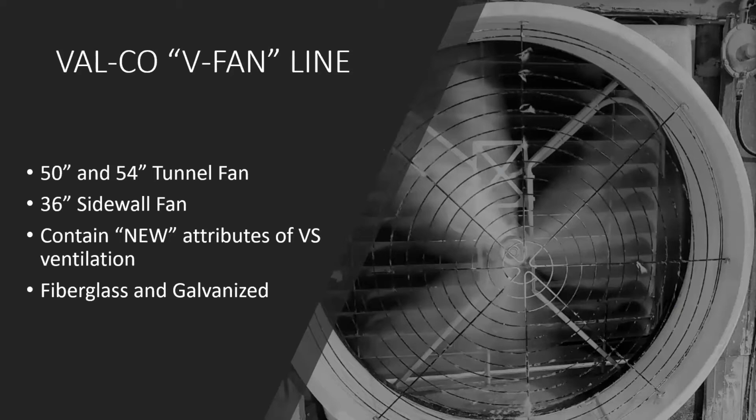I just wanted to run through some attributes and different options with that. We have our 50 and 54-inch tunnel fan. We just recently added our 36-inch sidewall fan. Now, all these fans contain the new attributes that I just mentioned in the previous slide, as far as a variable speed ventilation standpoint. And we also have several options. Maybe you want a galvanized fan housing or a fiberglass fan housing. Maybe you want a different style blade. Maybe you need 3-phase, maybe you would prefer single phase. Whatever your options are, or whatever scenario you need, we pretty much got you covered.